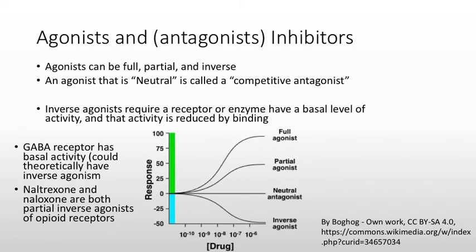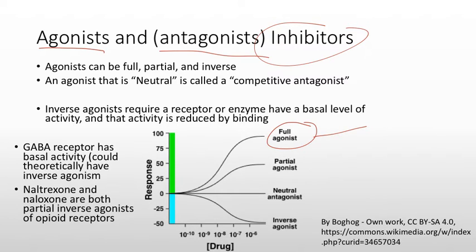Now let's talk about agonism. So you have agonists and antagonists, or inhibitors. So let's look at, you can have something be a full agonist. That means at some concentration you will get 100% of the effect.